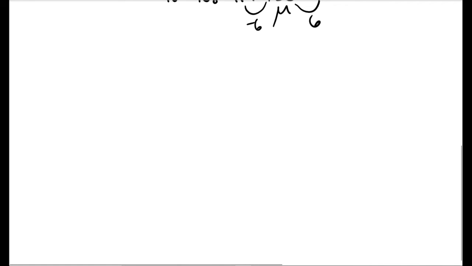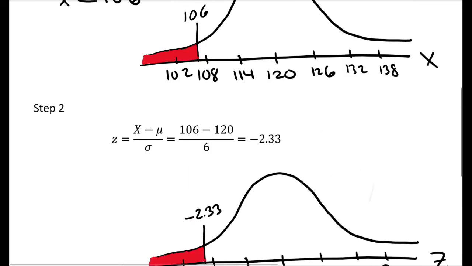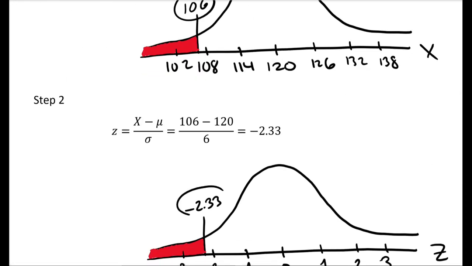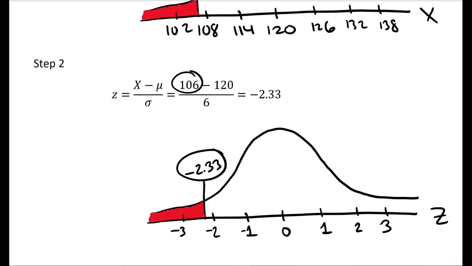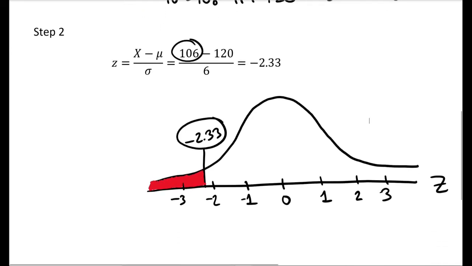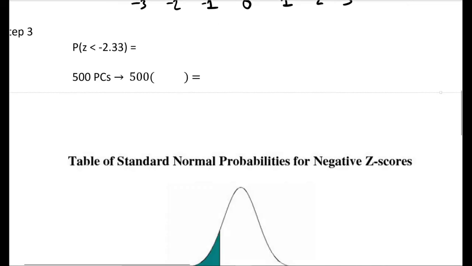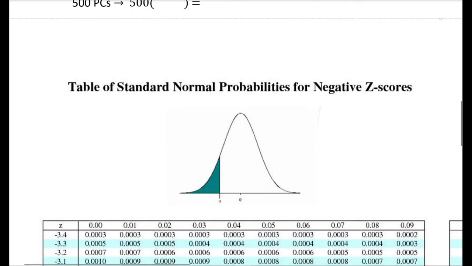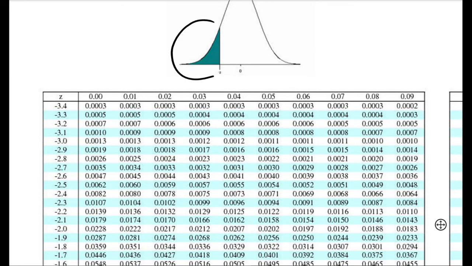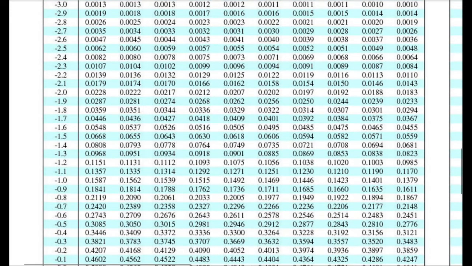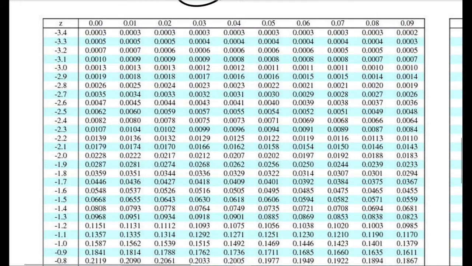So next step, we want to actually calculate the z-score. So we're going to convert the 106 into a z-score of negative 2.33 by plugging it into the formula right here, 106 minus 120 divided by 6. Now that we have the z-score, we can find the area to the left by looking the value up in the table. So we simply got to look up the z-score from the table. The table gives us the area to the left by default, so we can just look it up and be fine. So we have negative 2.33.